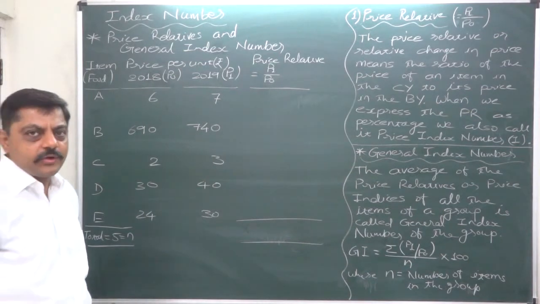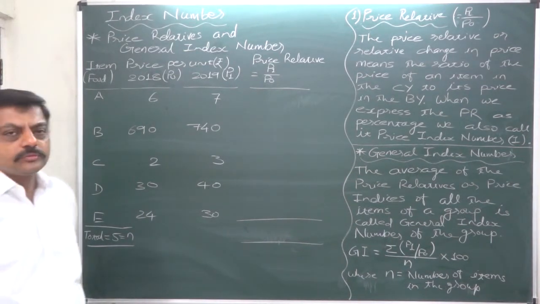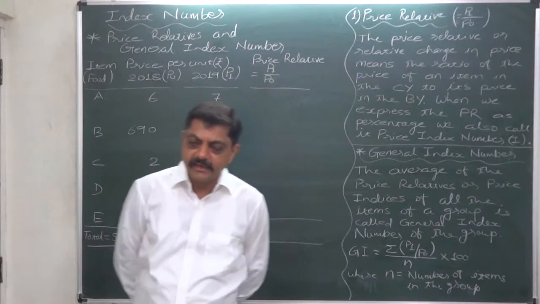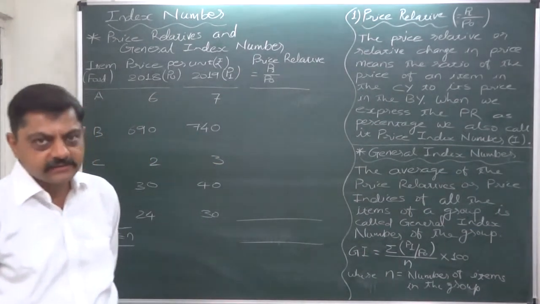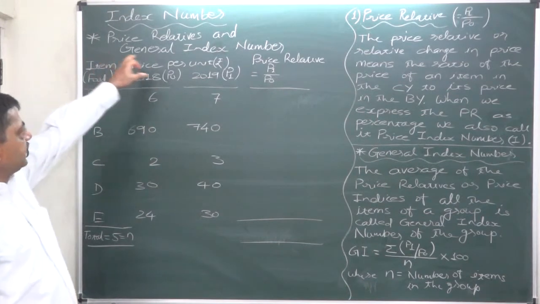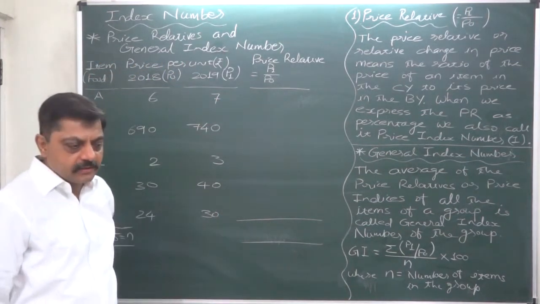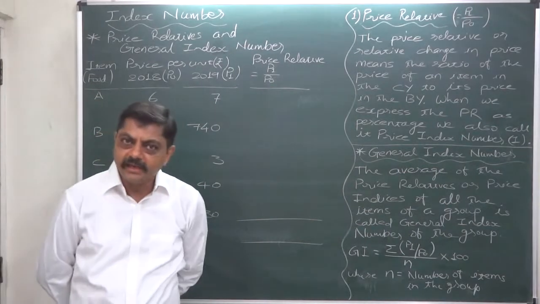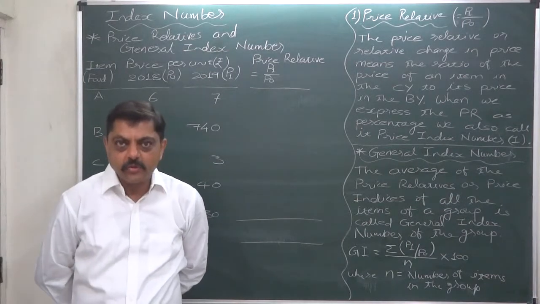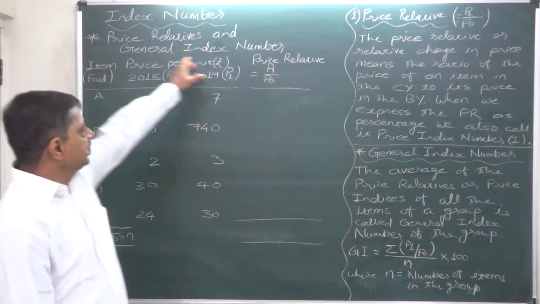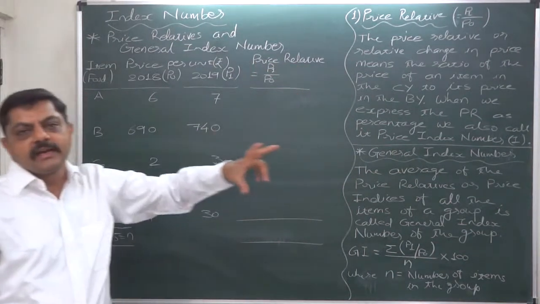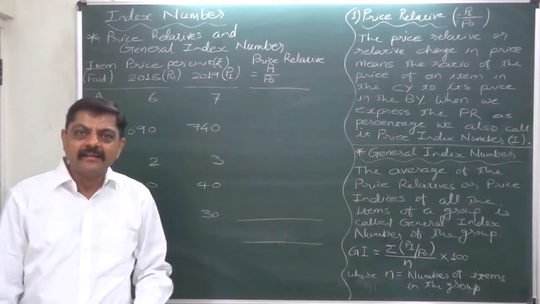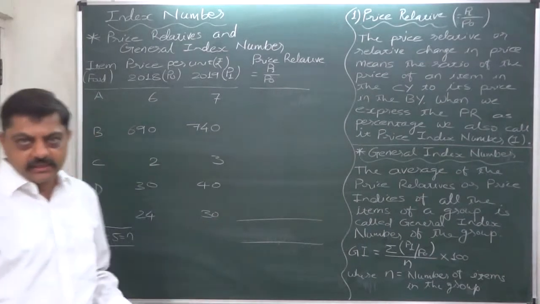In this lecture we are going to learn about two important things. Both are very much important in calculating index numbers, even in case of weighted index numbers also. The first is price relatives and the second is general index number. Actually, if we consider the index number of any group or any sector or any industry, it is always a general index number, which is calculated on the basis of the index numbers of various items included in the group or sector or industry.